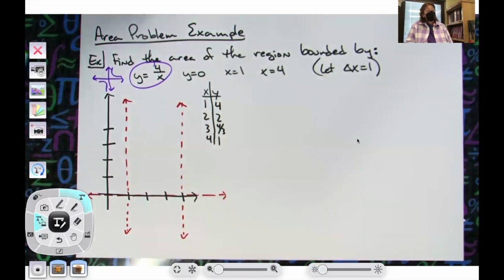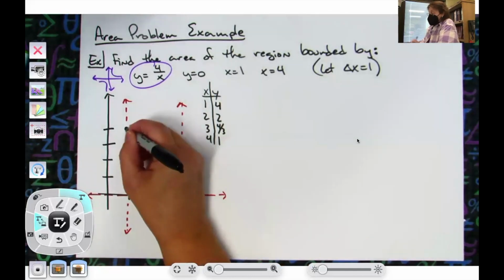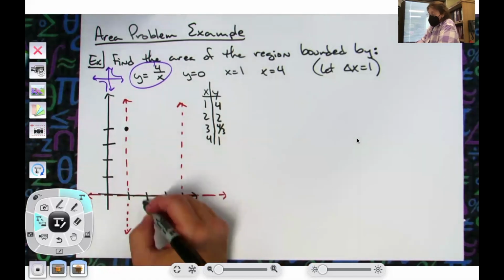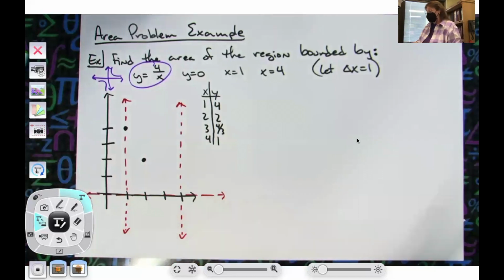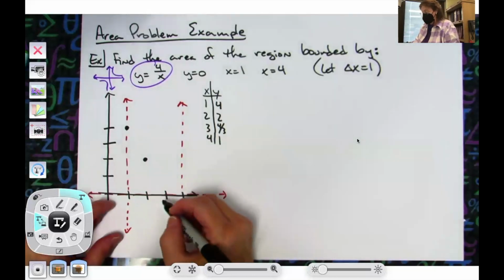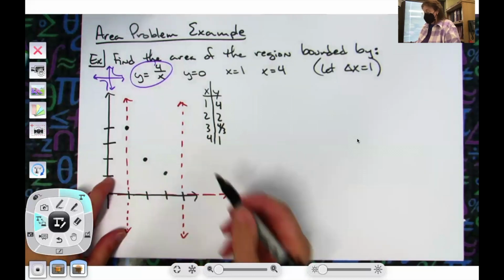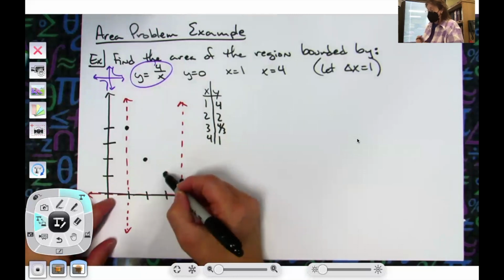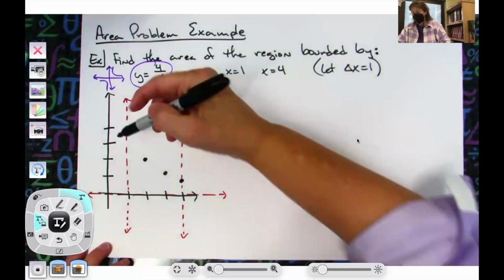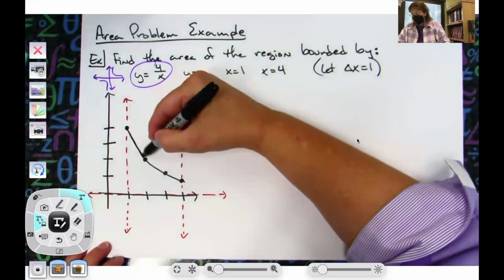Okay, so now I can be pretty precise, and I can plot those points. So (1, 4) is going to be right there. (2, 2) is going to be right here. (3, 4/3), so it'd be 1 1/3. Again, I'm going to have to estimate this one, right about in there. And then (4, 1) is going to be right there. Okay, so again, without graph paper, right there is my curve. That was a real sad drawing right there.